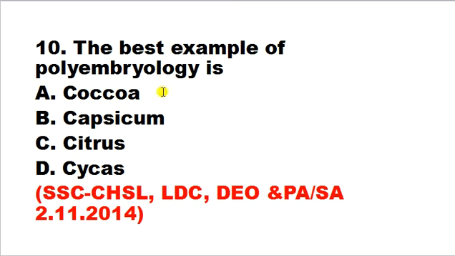The best example of polyembryony is Coccoa, capsicum, citrus, cycas. So the best example of polyembryony is citrus. Polyembryology क्या है? Polyembryony is when more than one embryo is present in the ovule. तो ये condition किसमें होती है? This condition is found in citrus fruits such as orange. The nucellar cells that surround the embryo start dividing and protrude into the embryo sac. और उसमें क्या होता है? बहुत सारे embryos बन जाते हैं inside each ovule, and this condition को हम कहते हैं polyembryony. So its example is citrus, for example orange fruit.